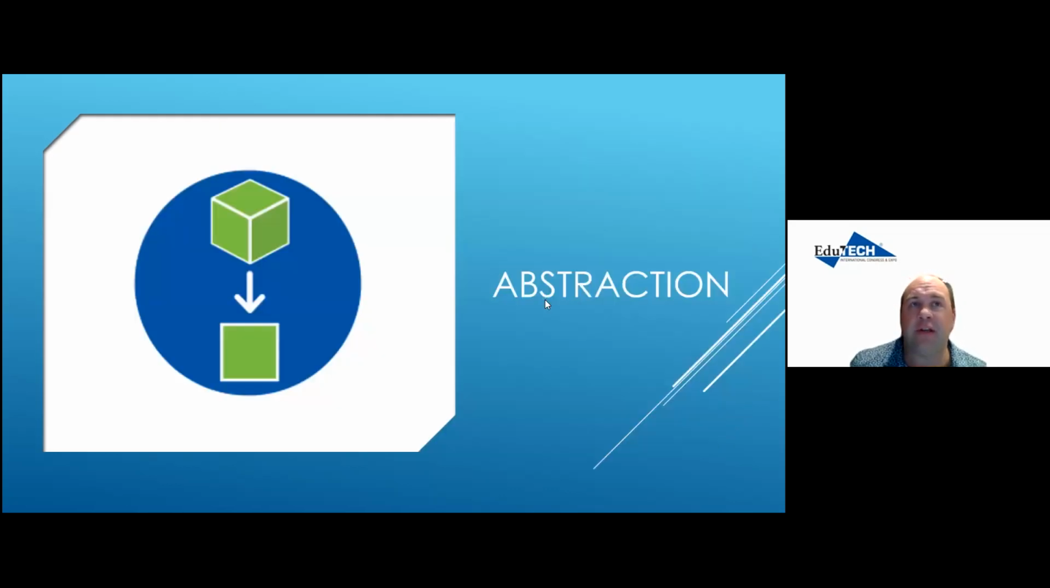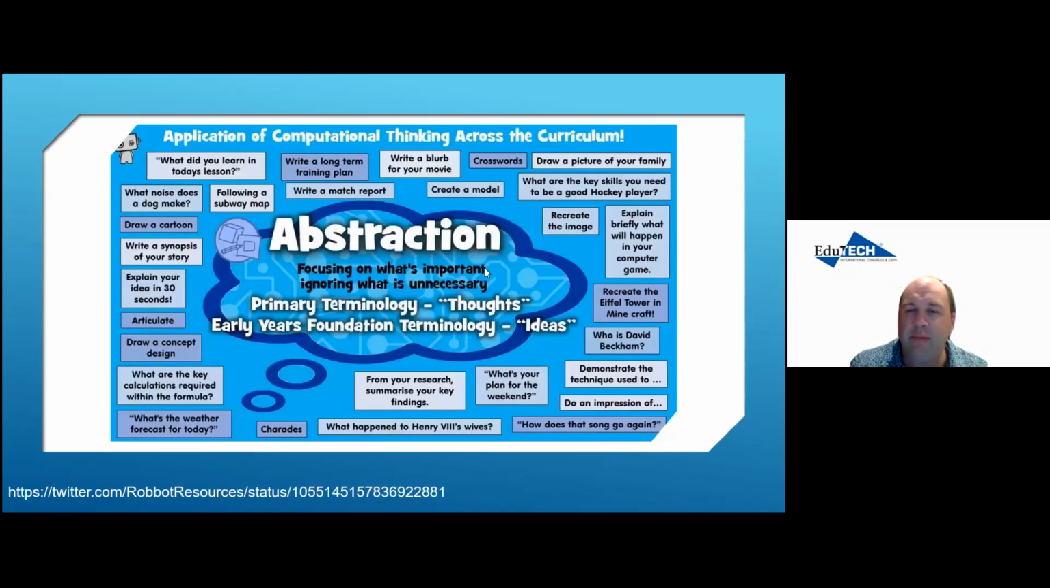Our next one is abstraction, and this one is quite interesting when we look at computational thinking, because students sometimes have a really difficult time tackling this portion. It's focusing on what's important and ignoring the rest. I find that students sometimes can't do this as well as others. So, focusing on what's important and ignoring what's unnecessary.